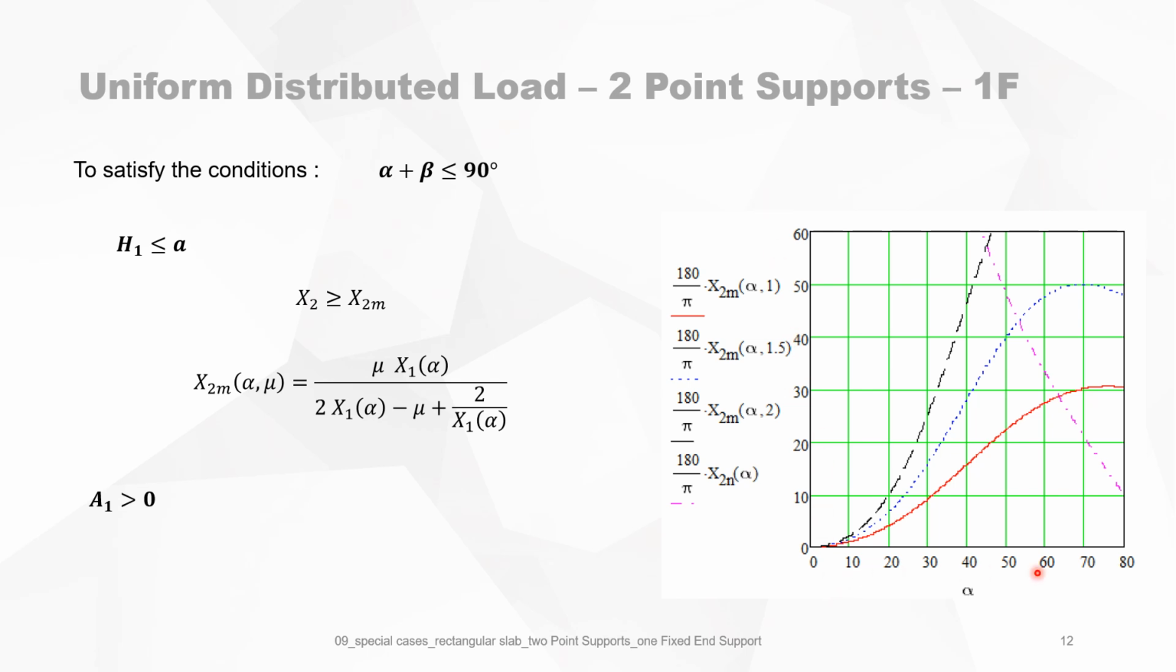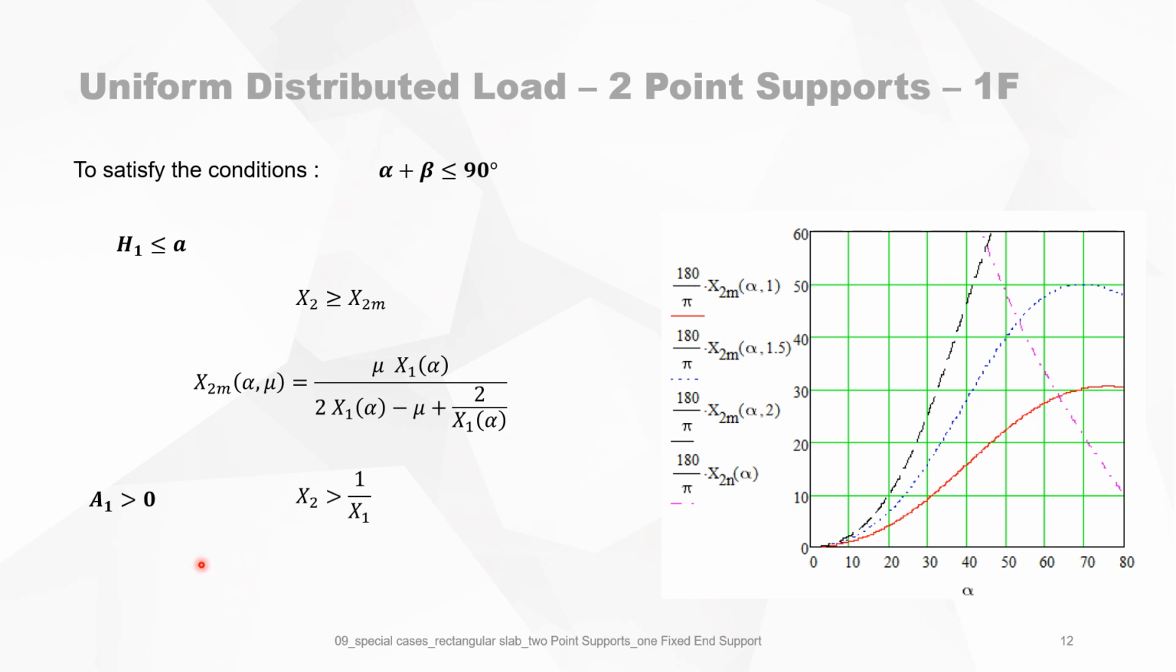On this graph, you can see it. This is alpha, and this is beta, or this is x2, but in the limit value x2m. And for each mu, we have a graph like that. You have the red one, it's for mu equals 1, which is a square slab. The blue curve is for mu equals 1.5, and the black one is for mu equals 2. So for those three curves, every combination on the left-hand side of the curve will be fine.